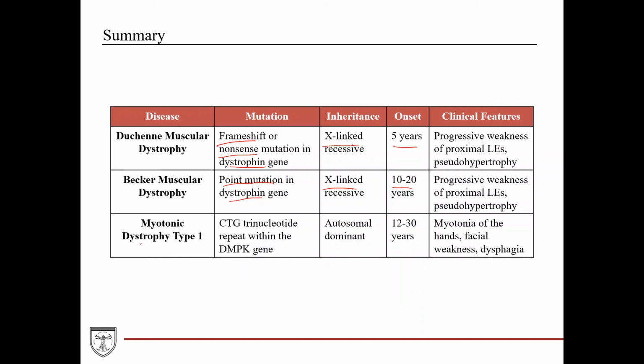As far as myotonic dystrophy type 1, very different mutation, CTG trinucleotide repeat within the DMPK gene. So different type of genetic mechanism, different gene, different inheritance as well, autosomal dominant, later onset, so 12 to 30 years, and then a little more unique clinical features, myotonia of the hands, facial weakness, and then dysphagia.